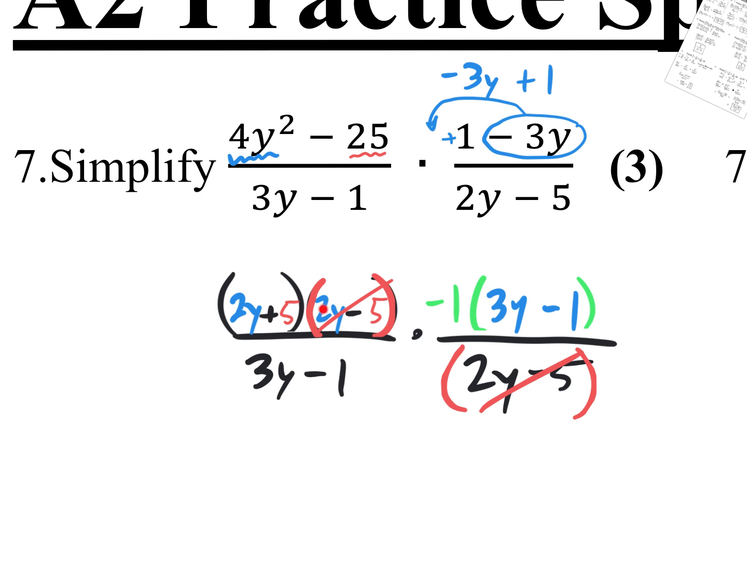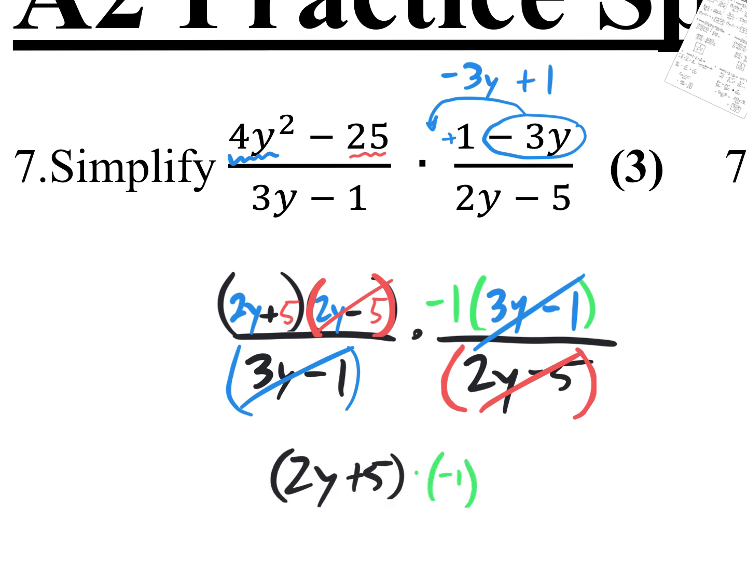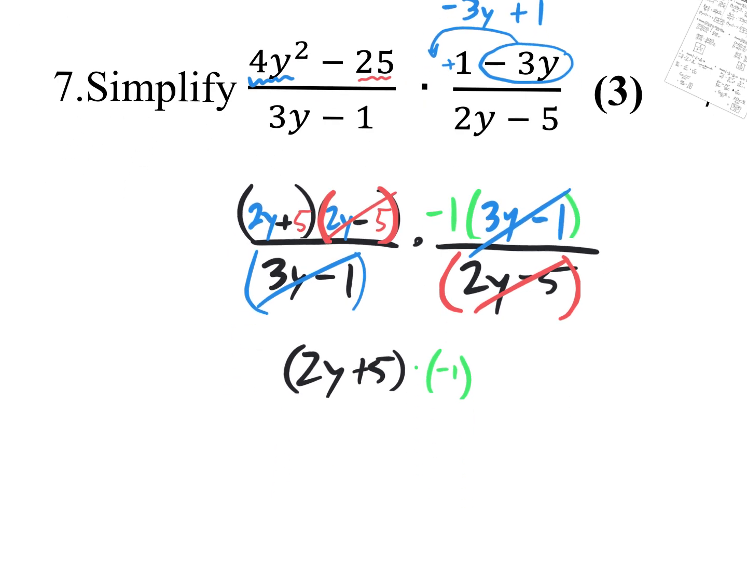You cannot cancel the 2y with the 2y. It's like the whole binomial with the whole binomial, right? And same thing here, this 3y minus 1 and that 3y minus 1 cancels out. So gone, gone. So what do we have left? We have the binomial 2y plus 5 times that negative 1. Okay, so we're going to distribute it.